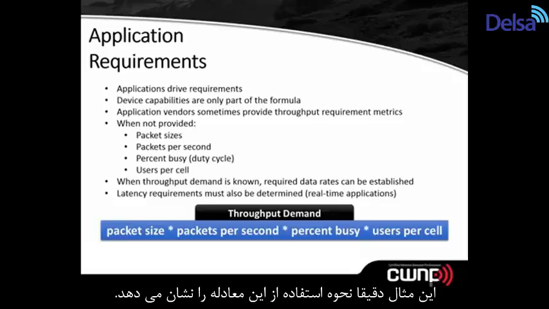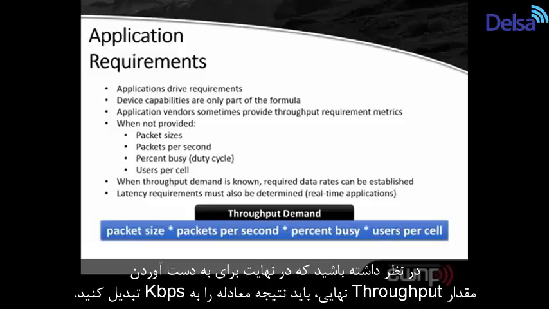And so that is the way the formula can work to help you understand what you're going to need to drive through. And from there, you can extrapolate out to megabits per second and the actual kind of throughput you're going to have to provide in the cell.